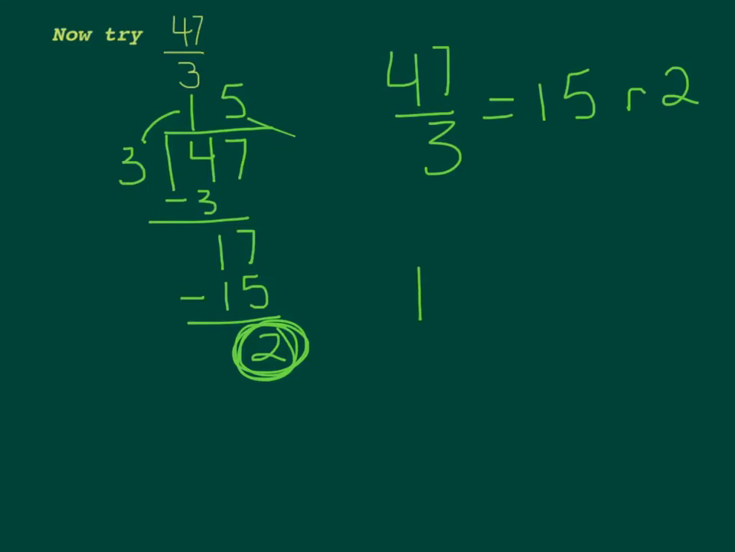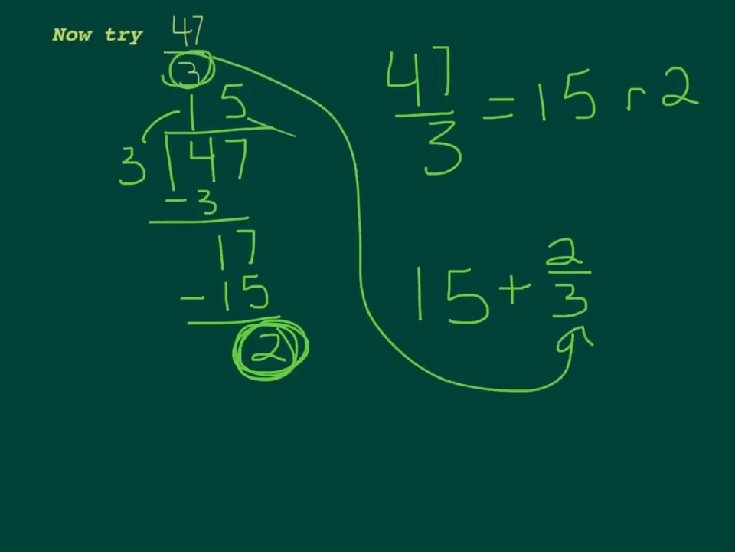But we're going to say 15, and then you just put a plus and then you put that 2 over the 3 that we were originally dividing by. Because if you have a remainder of 2 and we were dividing by 3, then you have 2/3 left over. So 15 plus 2/3. Just remember, you take this denominator here and put it under your remainder. So that is the key to doing long division with polynomials. Alright, so let's try one of those.